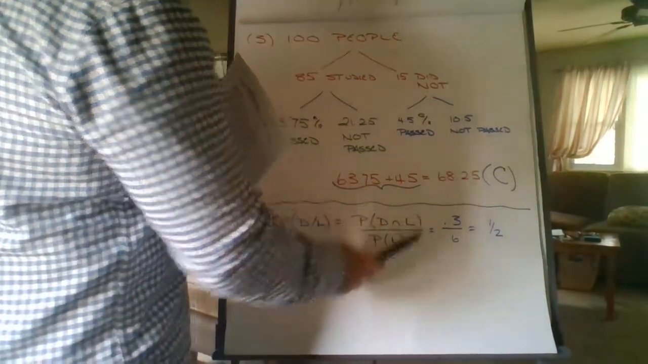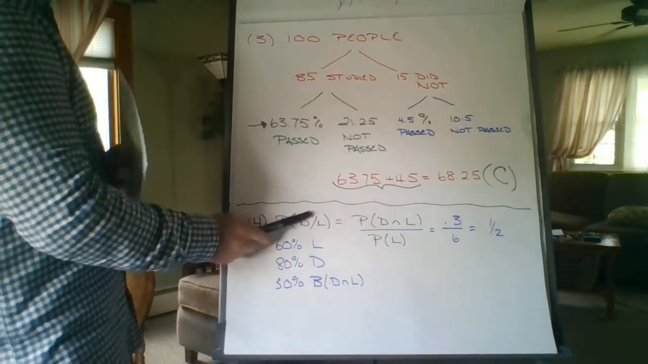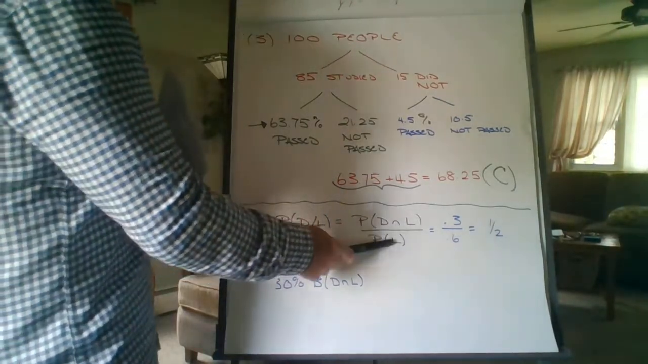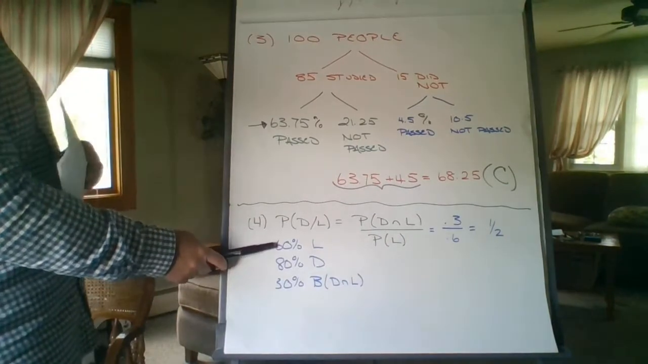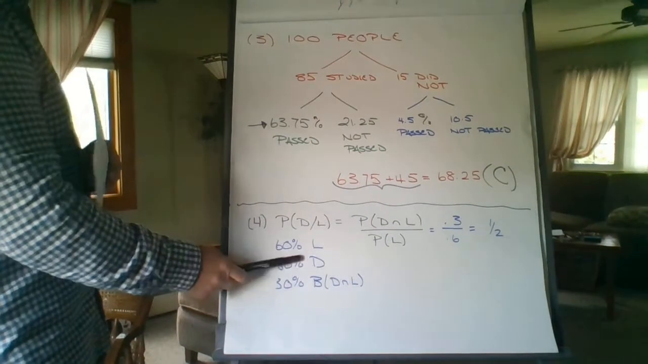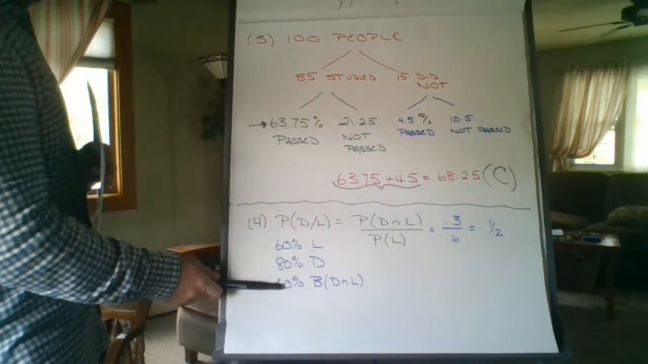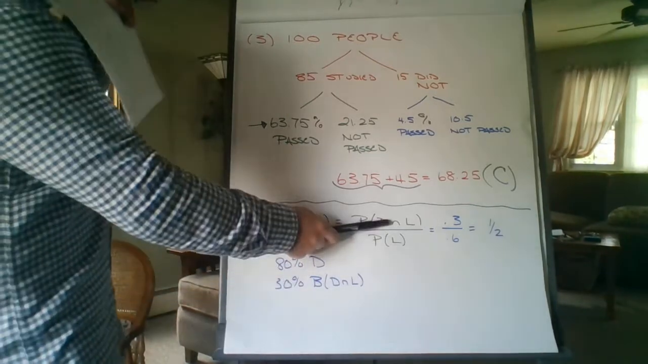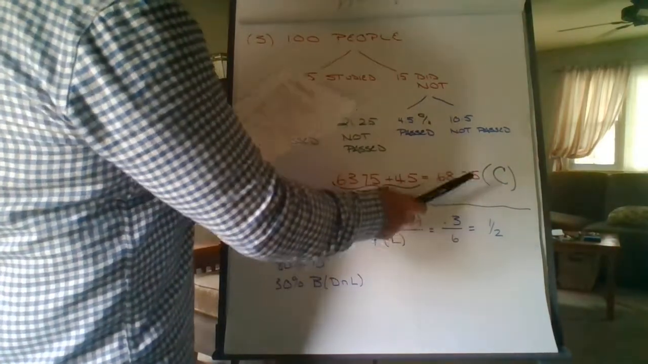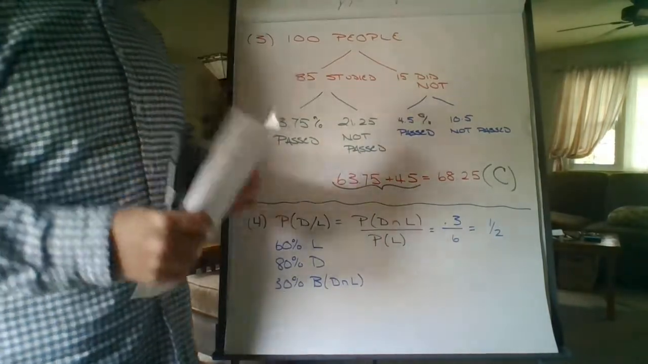So now the probability of a desktop, given that they have a laptop, is the probability of both, there's our and, over the probability of L. It says 60% own a laptop. So that's why my denominator is 0.6. 80% own a desktop. That's great, but we're not going to work on that because we're going to focus on the 30% that own both, because that's going to be our numerator. Our numerator is 0.3, denominator is 0.6. 0.3 over 0.6 gives us 1/2, and 1/2, as we all know, is 0.5.